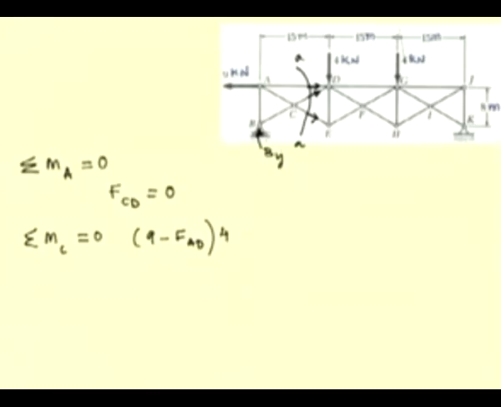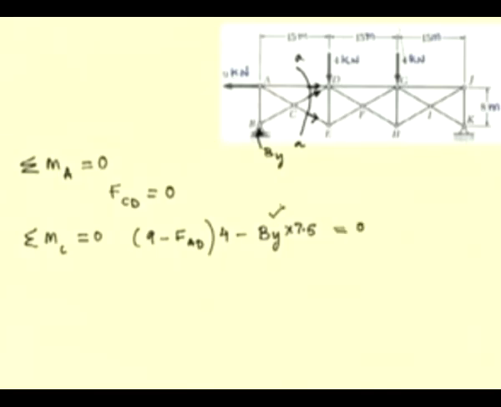Then we have this force, that is the reactive force By, and the moment arm of this force with respect to the point C is half of this distance, that is 7.5 meters. So, it is minus By times 7.5. We see that this force By has a clockwise moment and this force has a counterclockwise moment. So, this is a positive quantity and this is a negative quantity, and we equate this to 0.